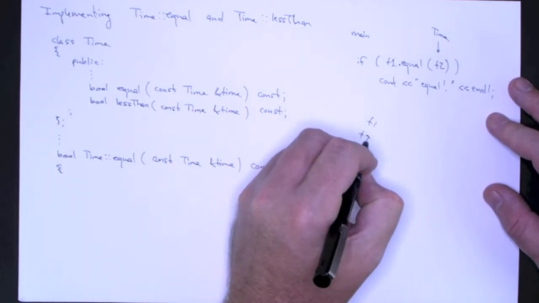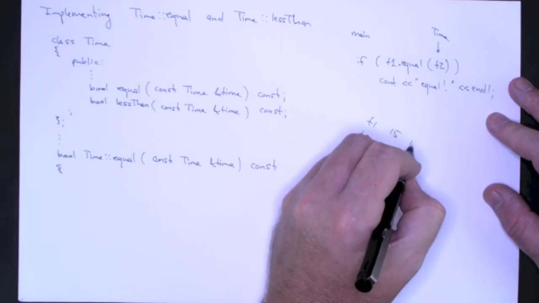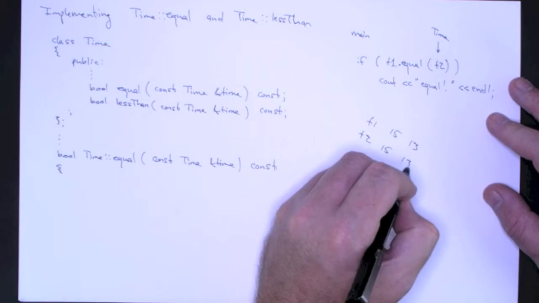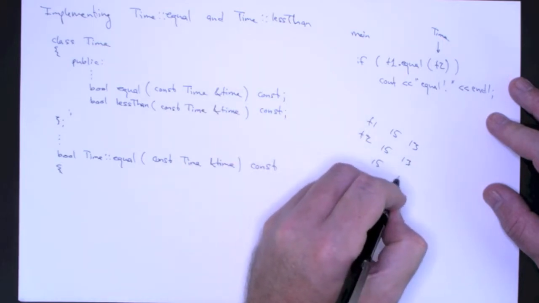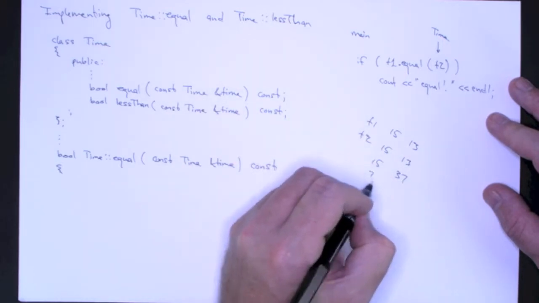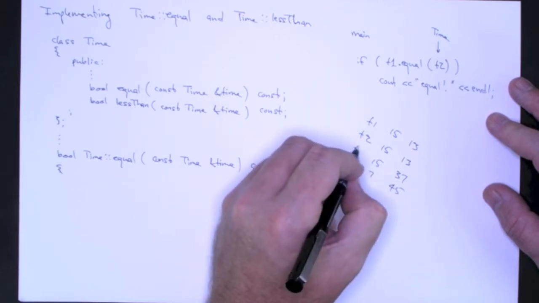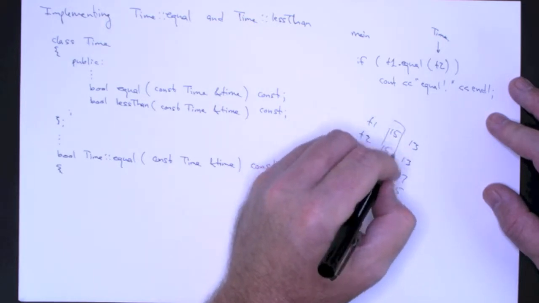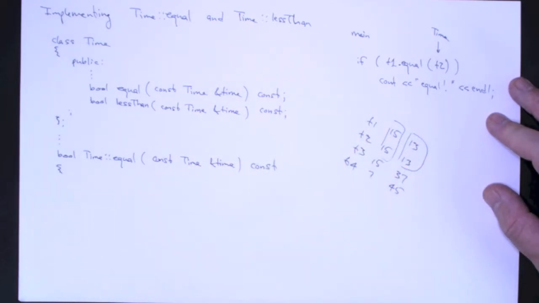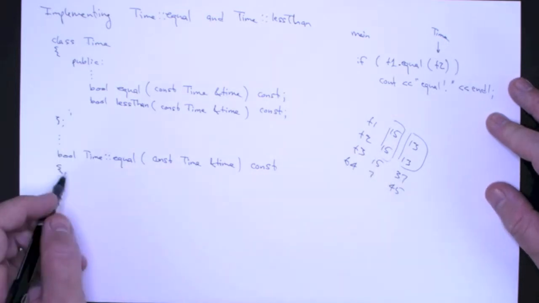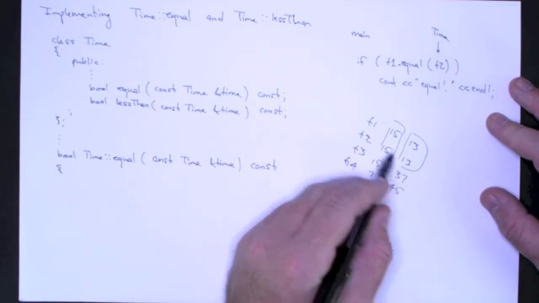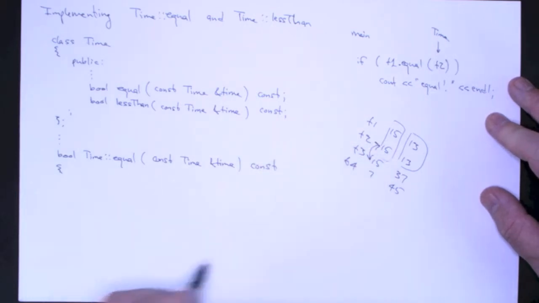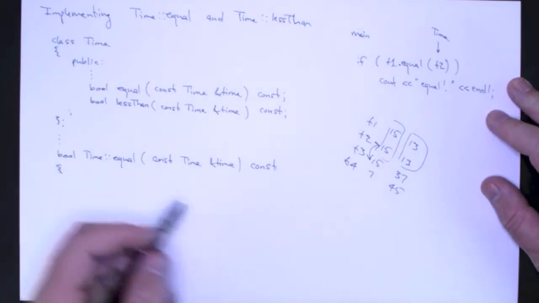So here's T1 and T2. If this is 15 and 13, and this is 15 and 13, and let's say I have another one, 15 and 37, and then I have another one called 7 and 45. First of all, they're equal if the hours are equal and the minutes are equal. You can just do these checks. They both have to be the same, so you don't even have to look at them separately. We'll look at them separately when we do less than.